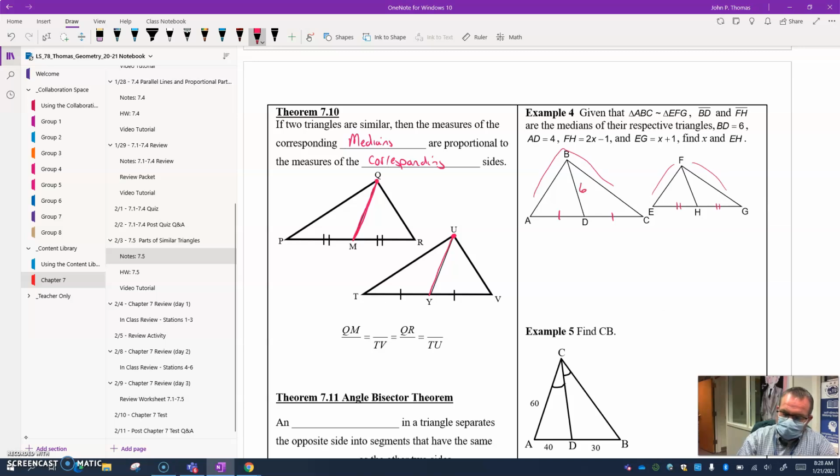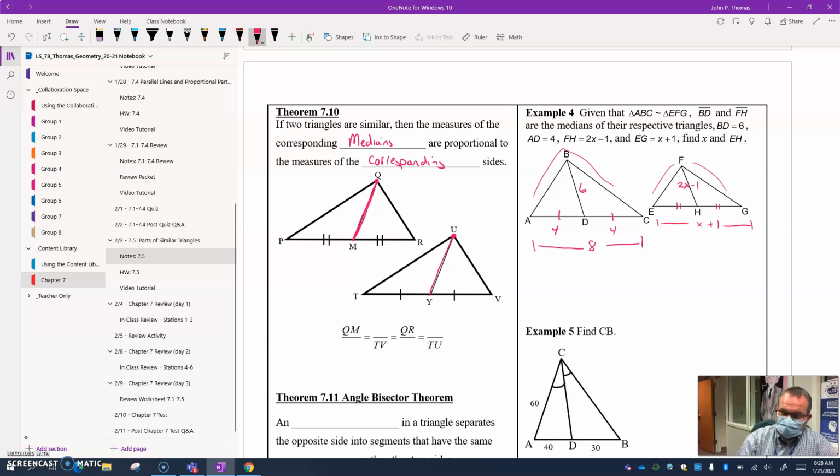It tells us AD is 4. All right, which I know that other side's going to be 4, and then the total length of the bottom is going to be 8. It tells us that FH is 2x minus 1. And it tells us that EG, so the full bottom here, is x plus 1. And it wants us to find EH. So the first thing we're going to have to do is find the x value.